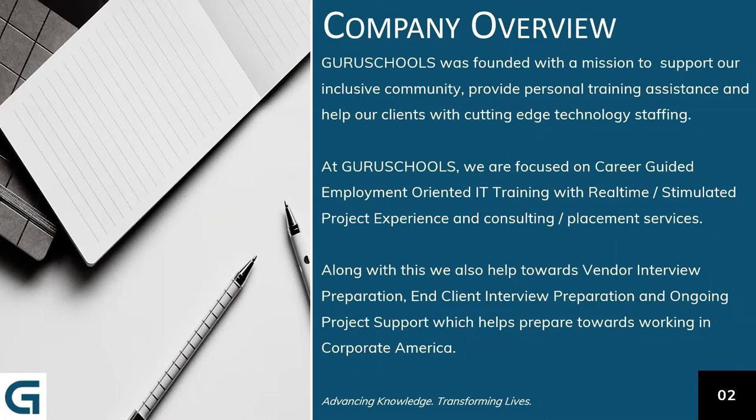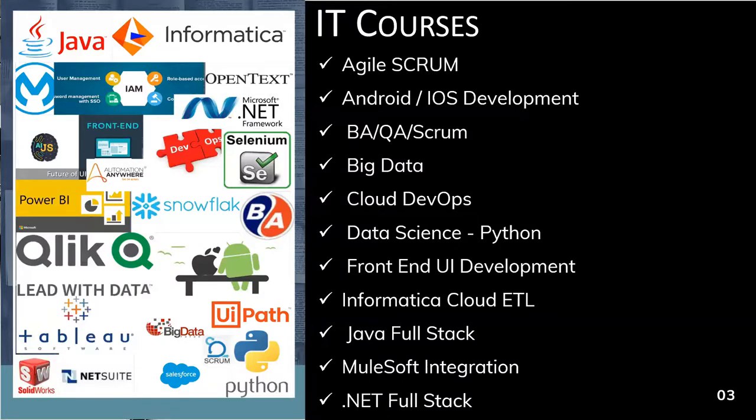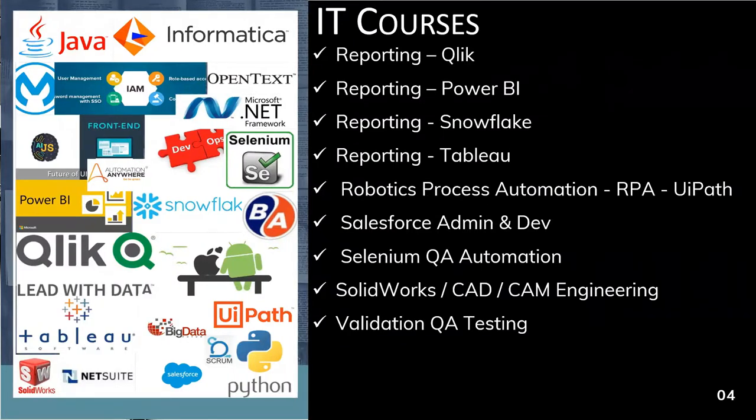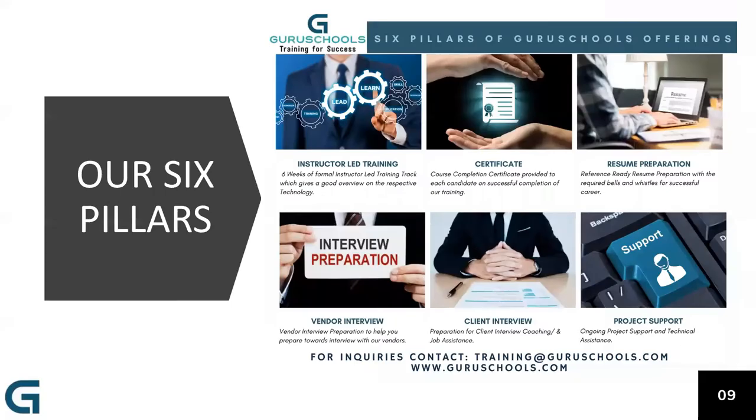At Guru Schools, we are known for six pillars. So what are the six pillars we have at Guru Schools, which make us unique from other people? Pillar number one is 6 to 8 weeks of training, which gives you a good blend of theory and practical. The second pillar is the course completion certificate. Upon finishing the training, if you attend 70% of the training satisfactorily, you'll have a course completion ceremony and you'll be awarded a certificate diploma.